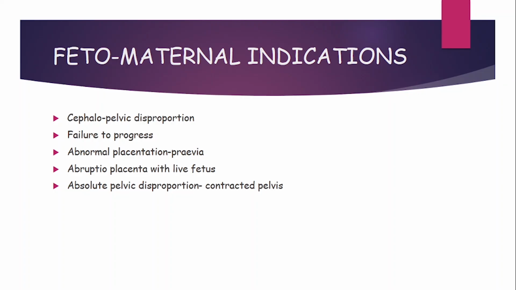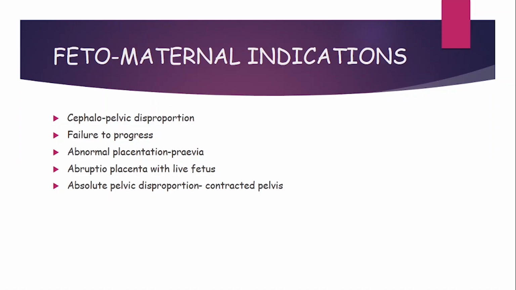So now, combination of fetal and maternal indications. When there's cephalopelvic disproportion, when there's failure to progress in labor, when there's placenta previa, regardless of the degree, you don't want to take them through vaginal delivery in safe obstetric practice. Then, placental abruption with the baby alive. You want to bring out the baby as quickly as possible because the source of nutrition is no longer there. Then, absolute pelvic disproportion, or when there's a contracted pelvis in the mother.